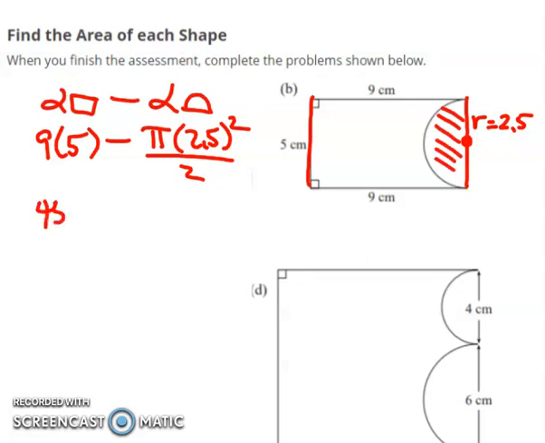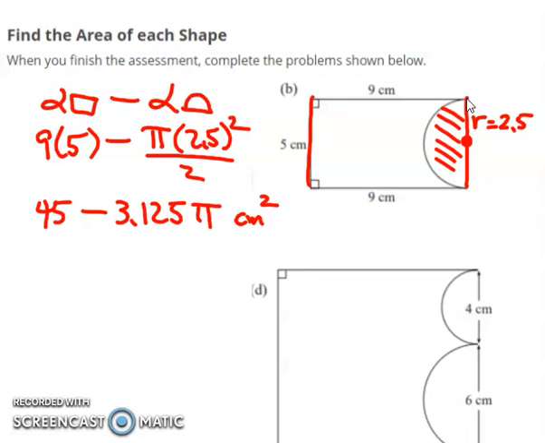So we're looking at half of a circle that we're removing from the shape. So it's 45 minus, so 2.5 squared is 6.25 divided by 2. So we end up with 3.125 pi. And again, this would be square centimeters.